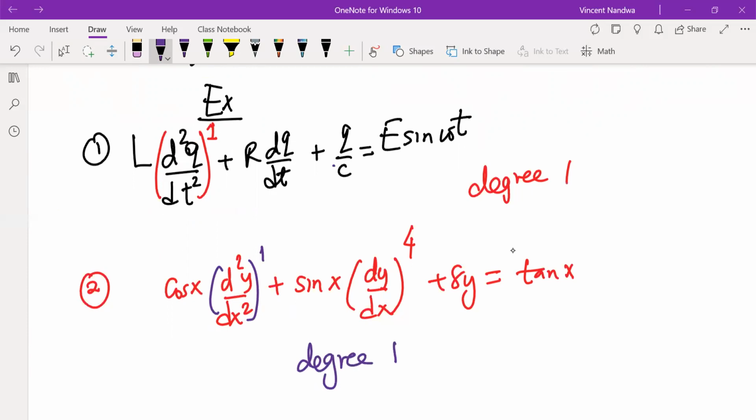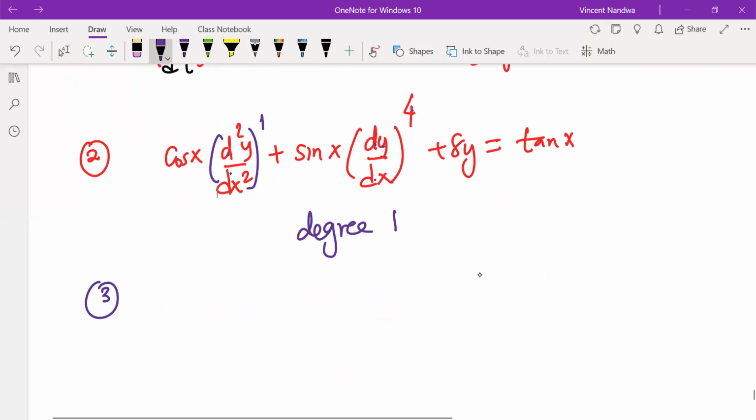So don't confuse this with the power 4, because this dy/dx is a first order derivative, while we have the one that has the second order derivative. So what determines the degree is the power of the highest derivative occurring in the differential equation, not just any power of a derivative in the differential equation.